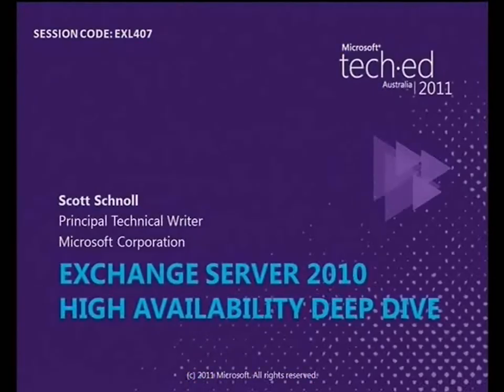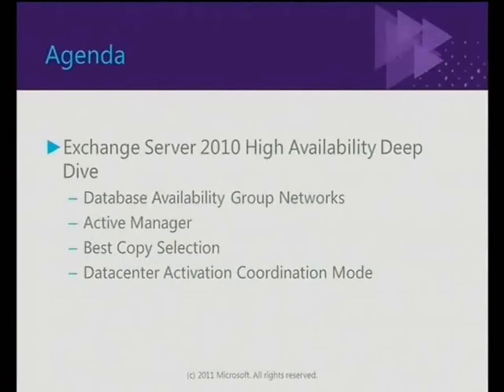This is the Exchange Server 2010 High Availability Deep Dive. This is a 400 level session. We're going to be going deep into the inner workings of the database availability group, and we're going to be focusing on 4 primary areas. We're going to talk extensively about database availability group networks. We're going to be talking about a component called Active Manager, and a process Active Manager does called Best Copy Selection. And we're going to end up with a discussion of data center activation coordination mode. So those are the 4 areas we're going to hit.